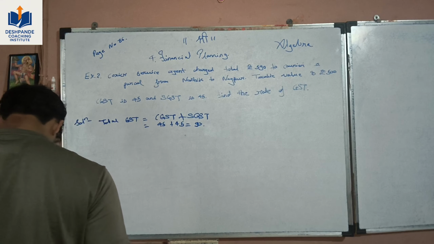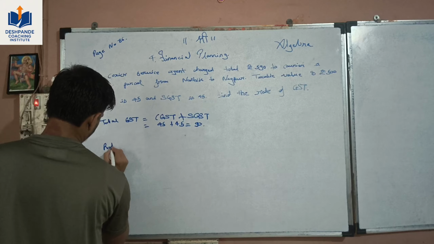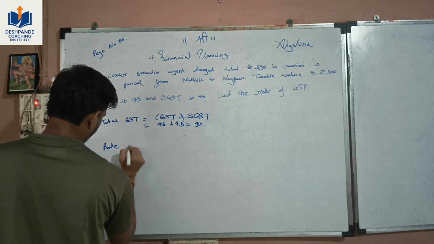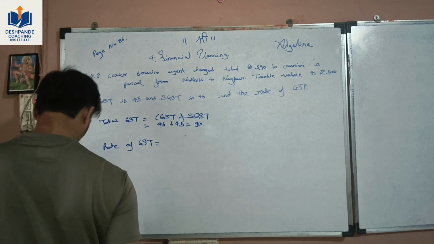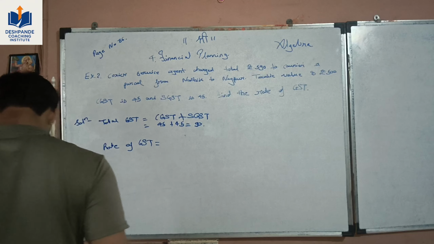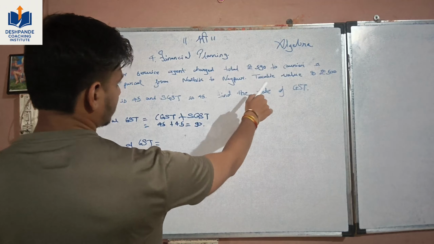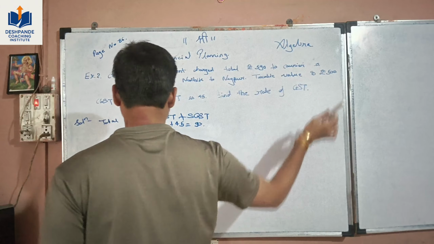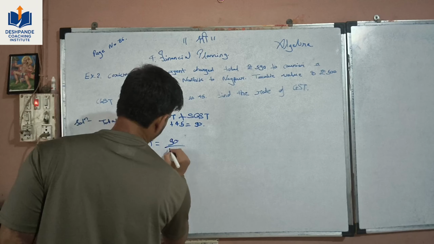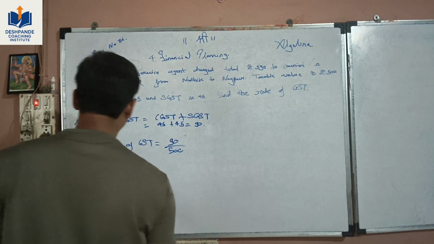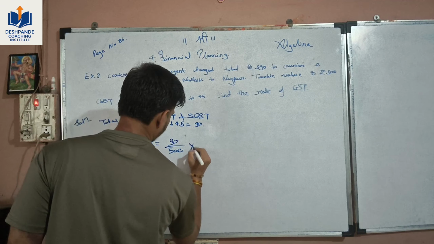So rate of GST is equal to, how to take out the rate of GST? Rate of GST is equal to 90 upon, for how much we have taken, the taxable value. What is the taxable value? Taxable value is 500. So 90 upon 500, and when we want to take the rate, the rate is in percentage, so into 100.